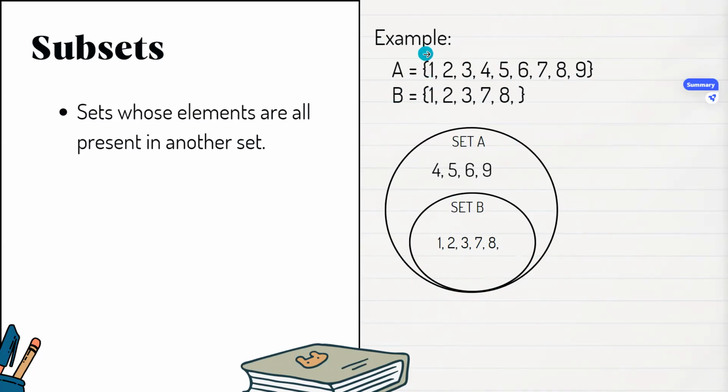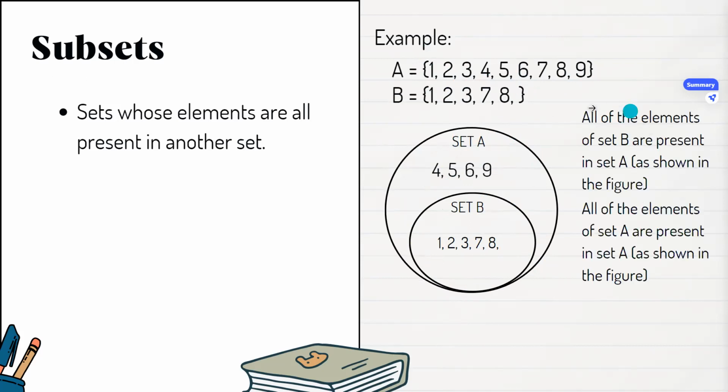And we look at this, right? We have 1 for both, 2, 3, 7, and 8. That is why all of these elements can be found inside of set A and set B. Whereas the elements 4, 5, 6, and 9 cannot be found in set B, which is why they're only found in set A.